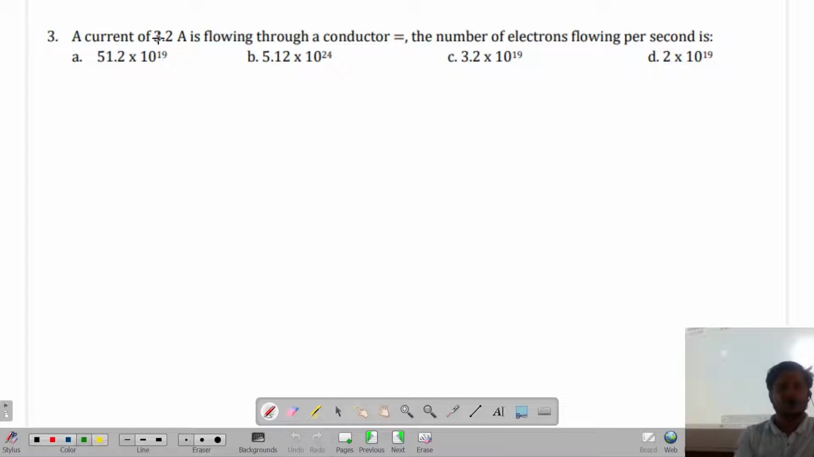What it is saying? A current of 3.2 ampere is flowing through a conductor. The number of electrons flowing per second. Easy, no? Have you done it? Option D is correct. How? I is equal to Q by T. Now, if some charges are going to move, like the number of electrons, then N into charge of one electron divided by time is equal to current.